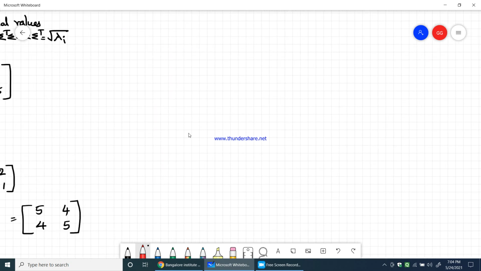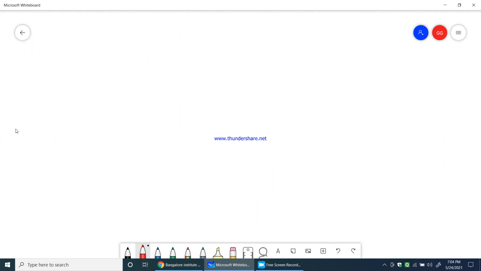4, 0, 3 and minus 5. So let us take the second example: A equals 4, 0, 3 and minus 5. Let us take this example and see how to solve the problem.